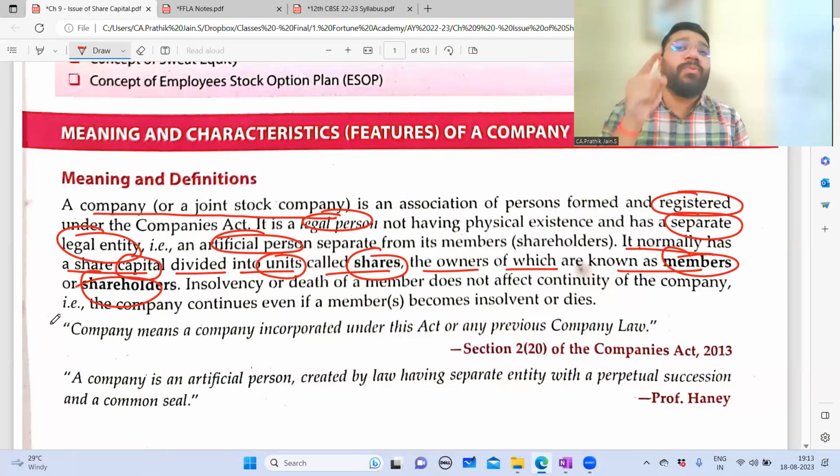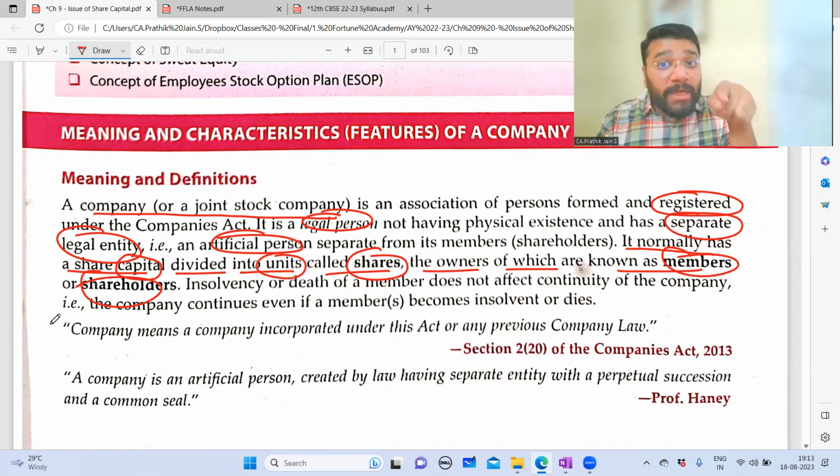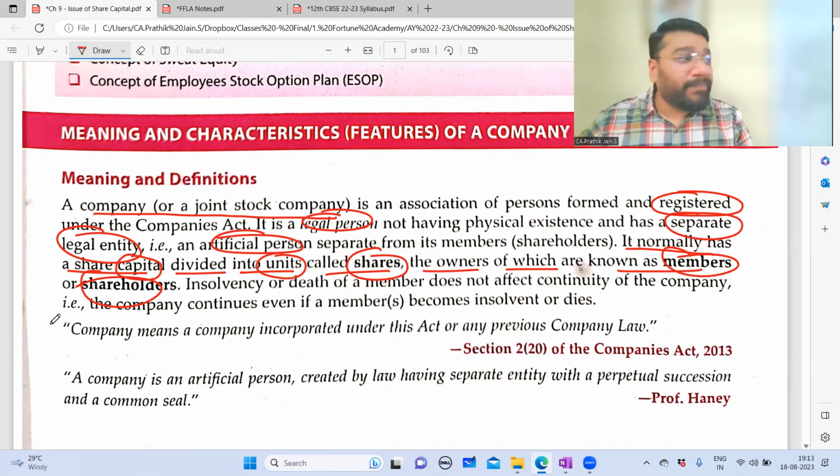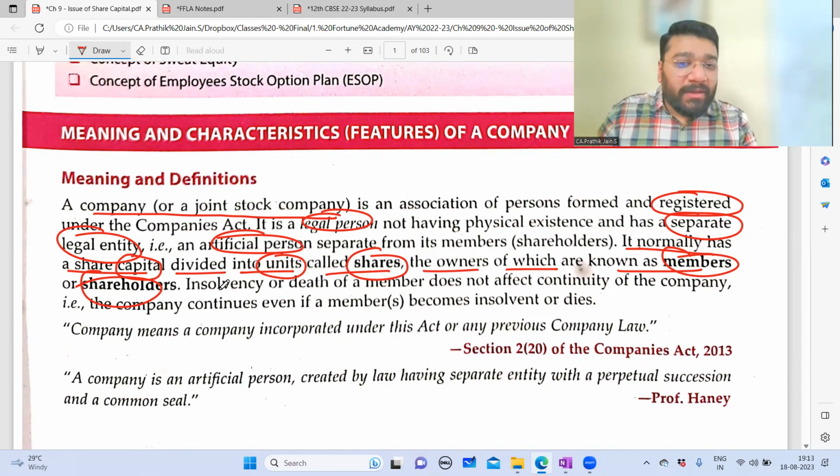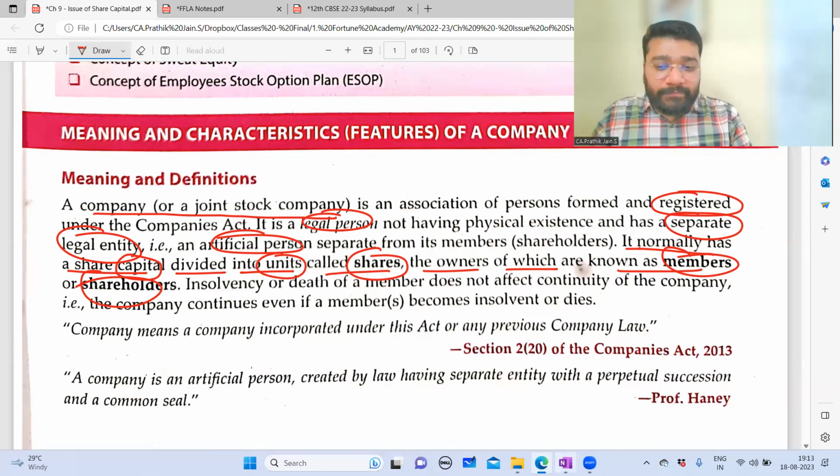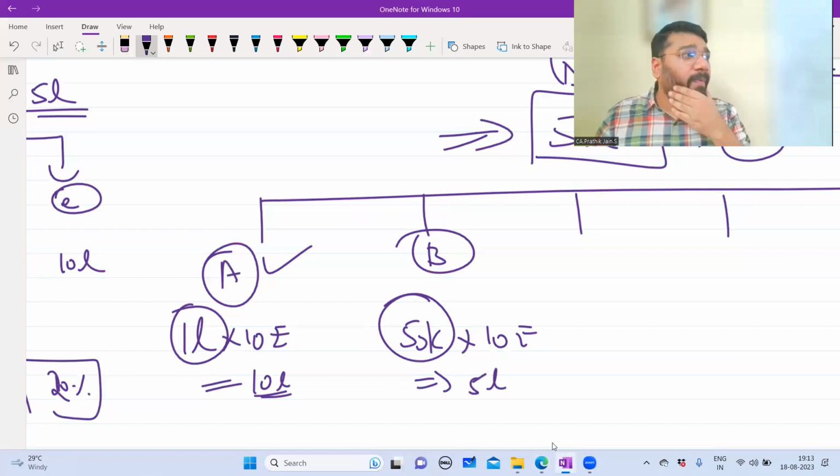So every person who invests in the company is called a shareholder. He buys the shares of the company, which means he's contributing to the capital of the company. Till this, any problem? No problem. Can I go forward?